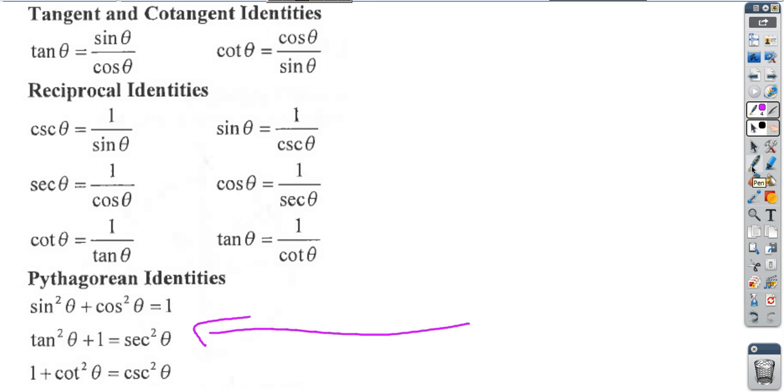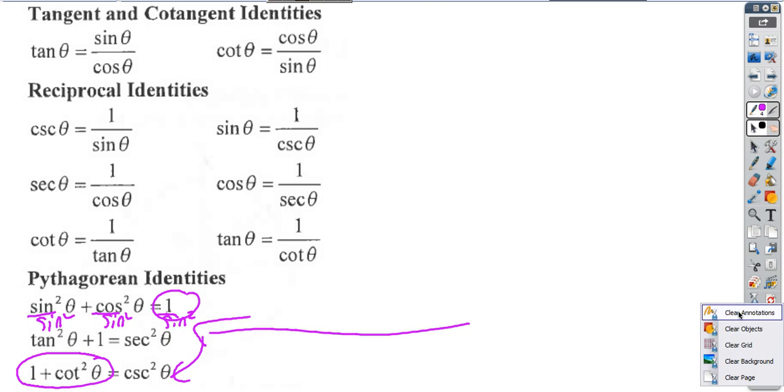You can get the other ones by, for example, dividing each of these by sine squared, and you would see that one of the other ones shows up. So sine squared over sine squared is 1. Cosine squared over sine squared is cotan squared. And then 1 over sine squared is that right there. And you could get the second identity by dividing everything by cosine squared.